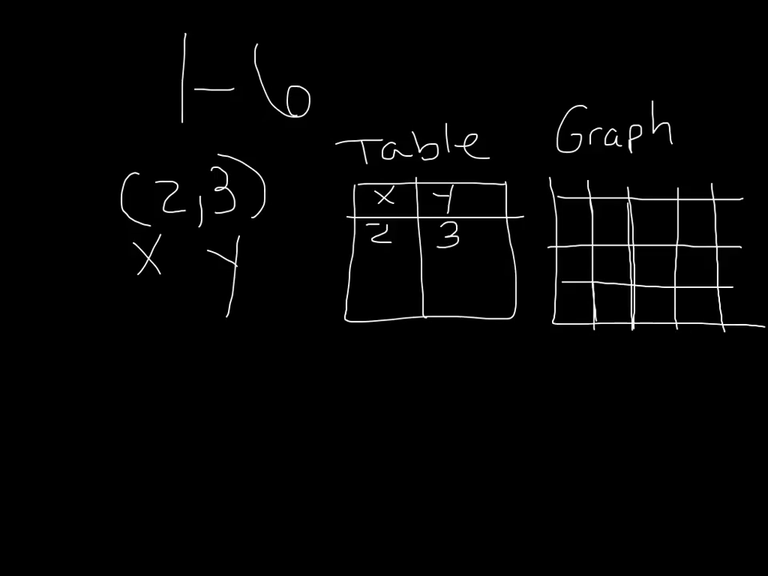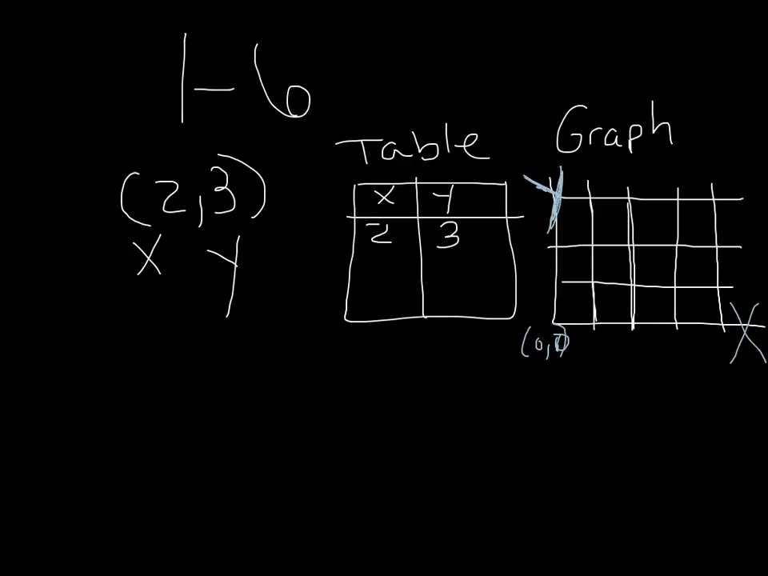Next, if I wanted to graph this ordered pair, I always start with my x's, which is my horizontal axis. So, if you look right here, this is my x line, and this is my y line. X's, y's. I always start with my x. So if I look, I can see that my x is at 2. I go to my graph, and this starting point right here is 0, 0.